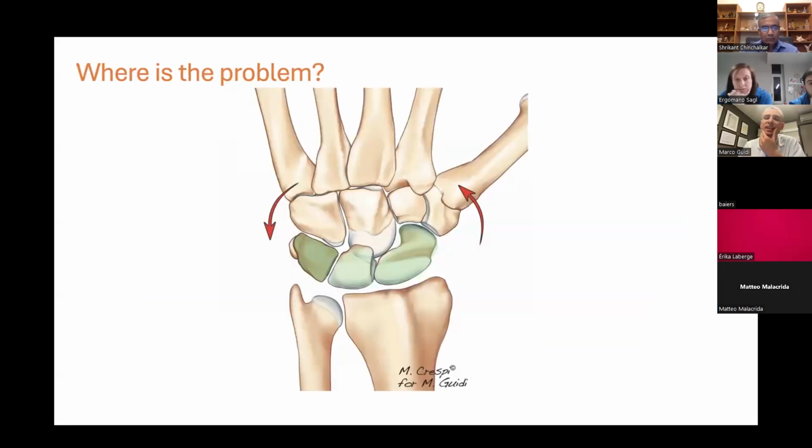So in midcarpal instability, where is the problem? The problem is not the midcarpal joint. The problem is the proximal row. It's not working. And why is it not working properly? Because, we can say, it's an exception: it doesn't have any attachment of tendons, and it moves just thanks to the pressure that the distal row generates during the movements.